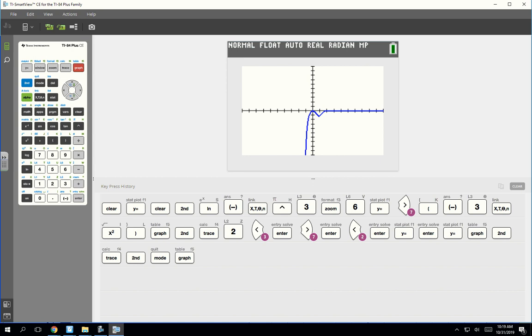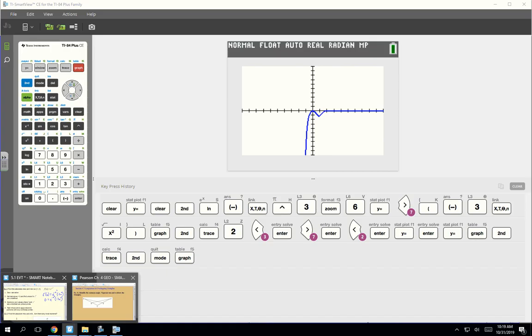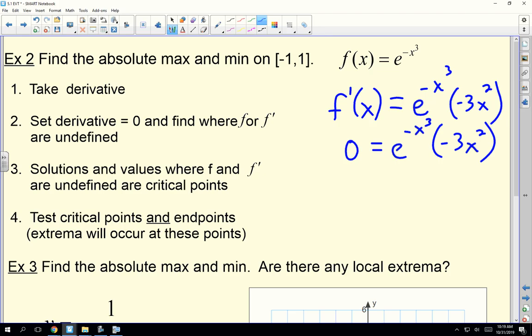Remember, this is the derivative. So we're only trying to see where the derivative hits 0. Okay, and it hits 0, and I'm talking about a y value of 0, which is right here at x equals 0. So going back over here, we have one critical point at x equals 0.